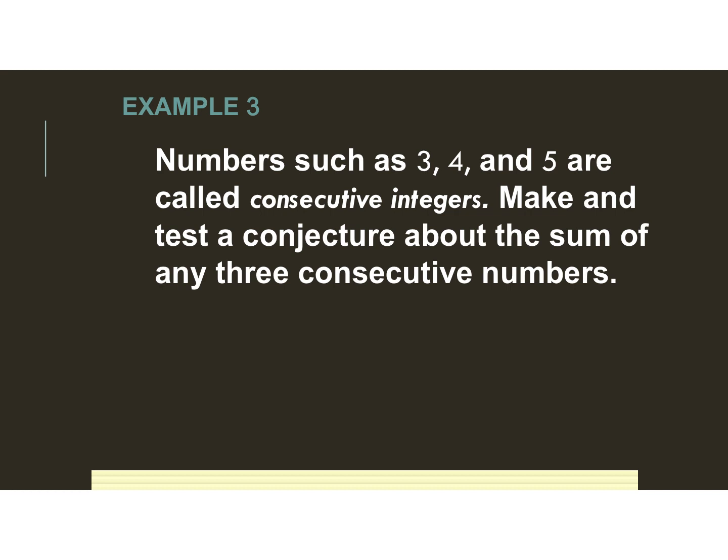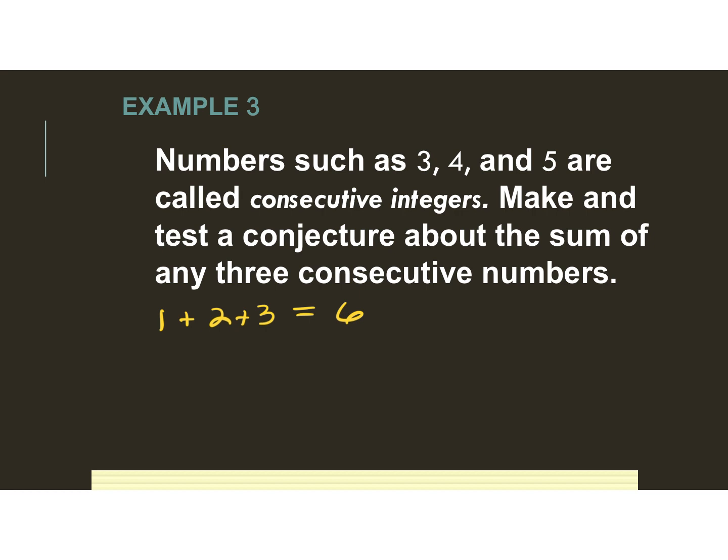So the next one says numbers such as 3, 4, and 5 are called consecutive integers. It wants us to make and test a conjecture about the sum of any three consecutive numbers. So let me go ahead and write down three consecutive integers and let me add them up, get their sum, and see if I start to see a pattern. So let's say I just take the first three. So let's say I take 1 plus 2 plus 3. That gives me a sum of 6.